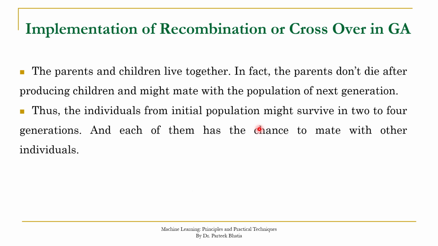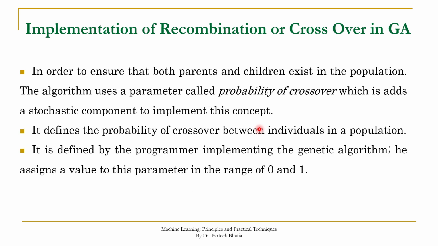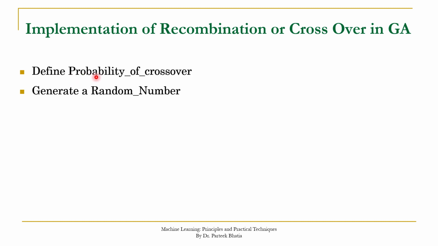In order to implement this concept in the algorithm, we will use the concept of probability of crossover. This probability of crossover will decide whether parent or child exists in the next population. So programmer has to define the value of probability of crossover between 0 to 1. And this component plays a vital role to decide about the next set of population.